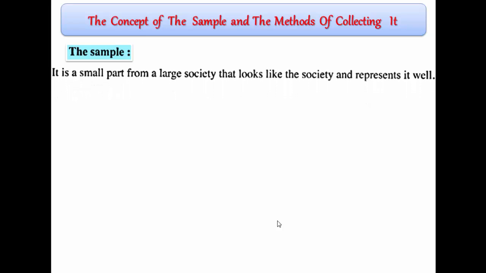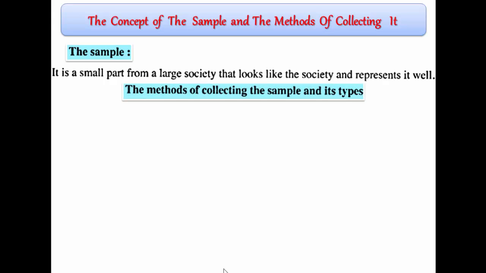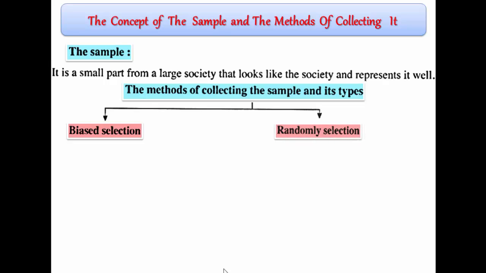The concept of the sample and the method of collecting it. The sample is a small part from a large society that looks like the society and represents it well. The method of collecting the sample and its types. The first type, base selection. The second one, random selection.